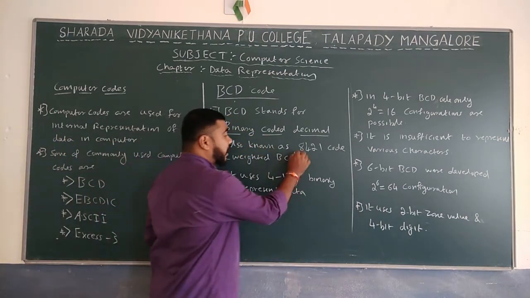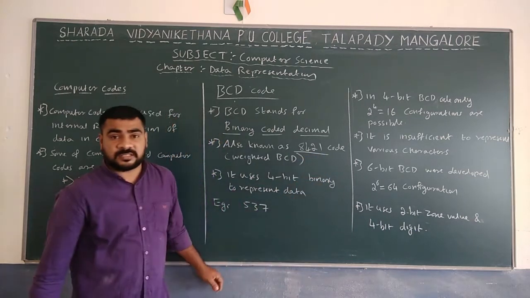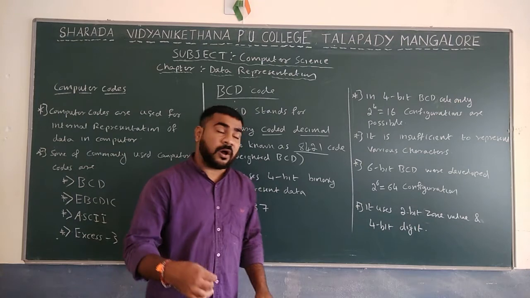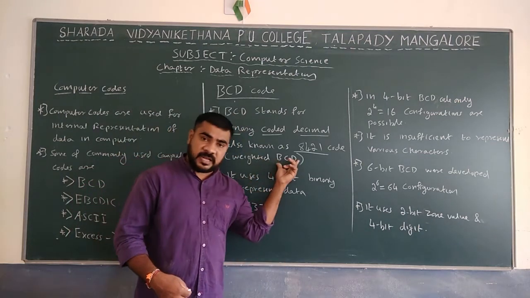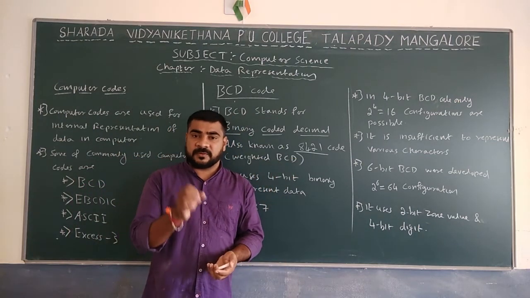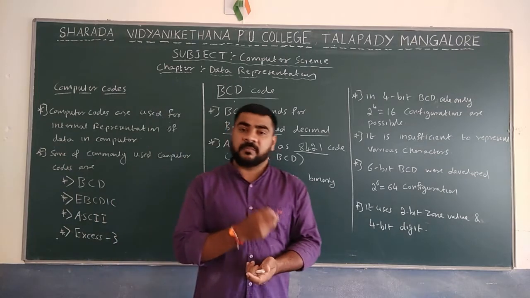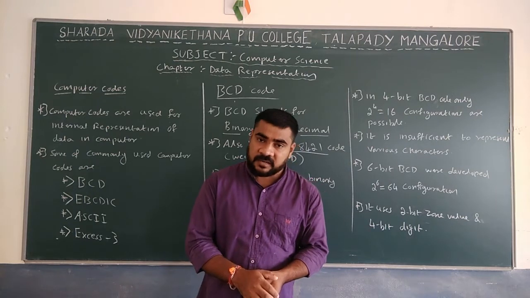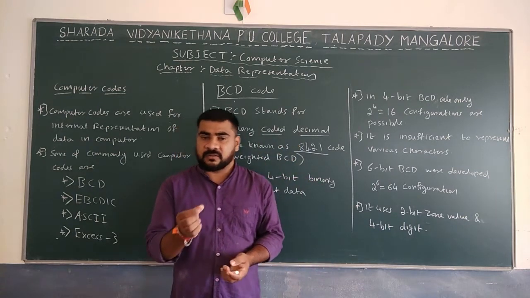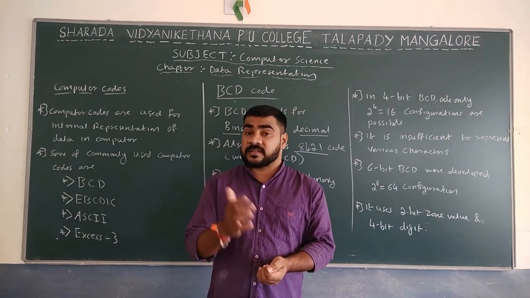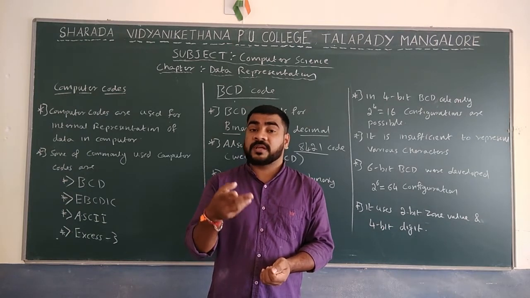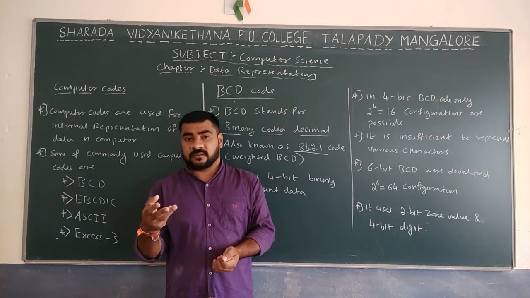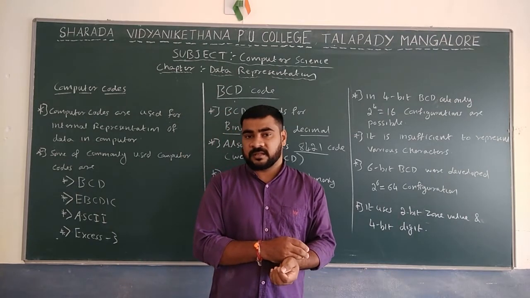BCD is also known as 8421 code, or you can say weighted BCD. It is called weighted BCD because a decimal number is positional, so it contains position weights. Each BCD number contains its own positional weight. The positional weights are 2 raised to 0, 2 raised to 1, 2 raised to 2, 2 raised to 3, 2 raised to 4, 2 raised to 5. Like that, the position weights keep increasing.